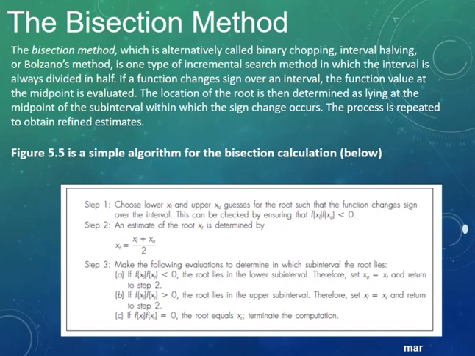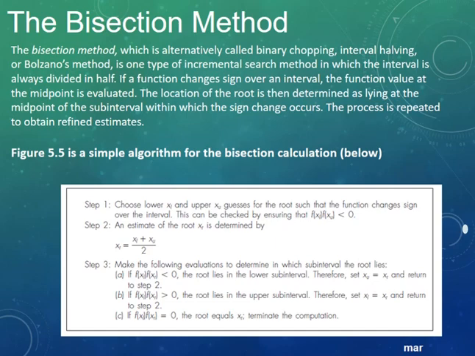So the bisection method, which is alternatively called binary chopping, interval halving, or Bolzano's method, is one type of incremental search method in which the interval is always divided in half. So if a function changes sign over an interval, the function value at the midpoint is evaluated. The location of the root is then determined as lying at the midpoint of the sub-interval within which the sign change occurs. The process is repeated to obtain refined estimates.